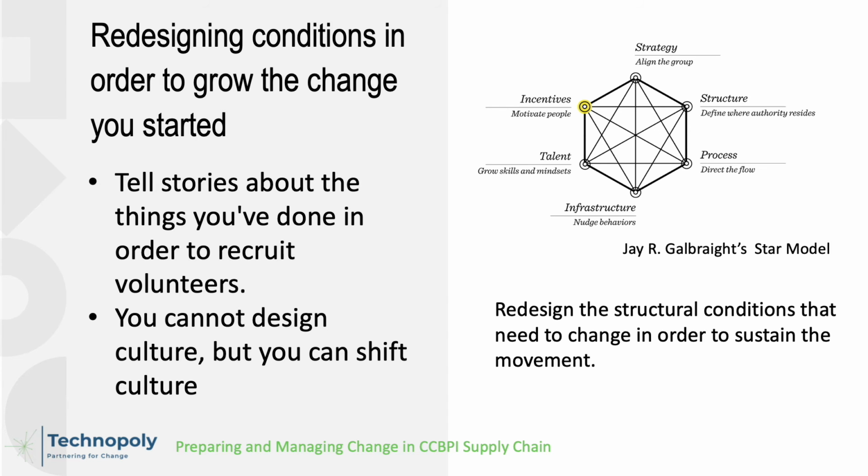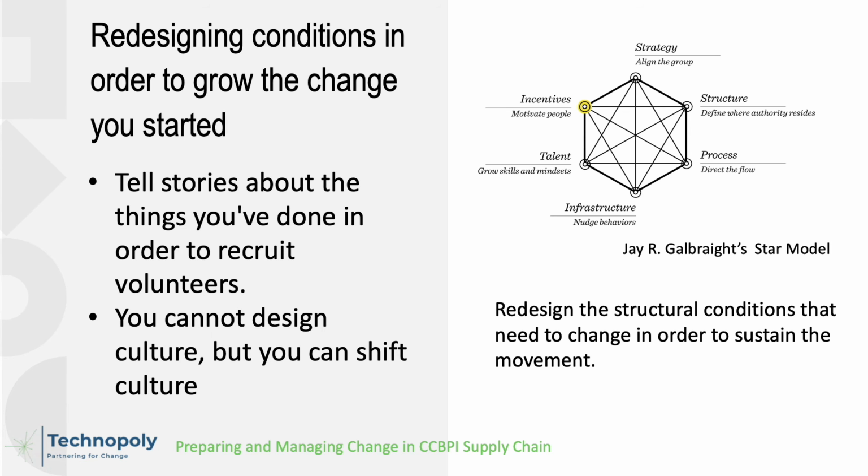Now that you've created the growth through the stories, you have started with all of these beacons for change, you now go back to the intervention we wanted. We need to now look at how we may redesign the conditions in order to grow the change that you have started with your co-conspirators. Remember to tell stories about the things that you have done to continue to recruit more people. It does not stop with who you have now. You cannot design the culture, but you can shift the culture with more and more people coming on board.